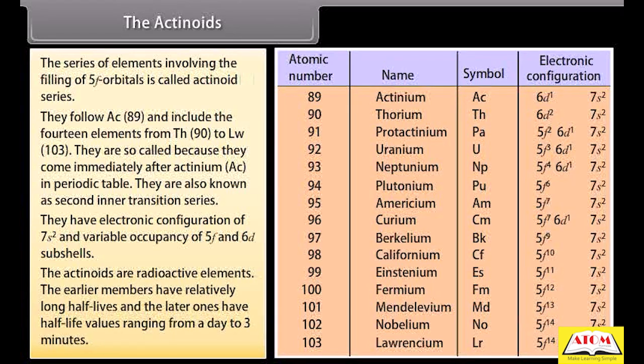The actinoids are radioactive elements. The earlier members have relatively long half-lives and the latter ones have half-life values ranging from 1 day to 3 minutes.